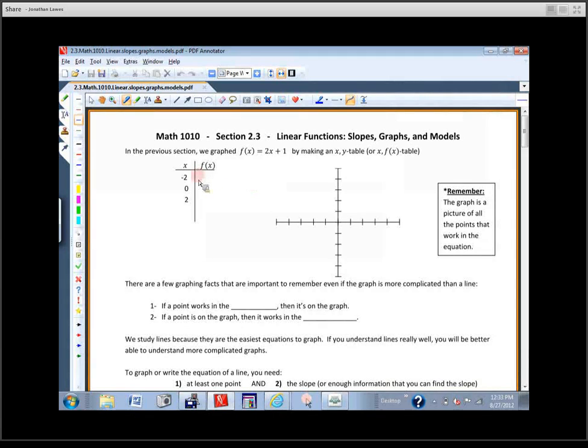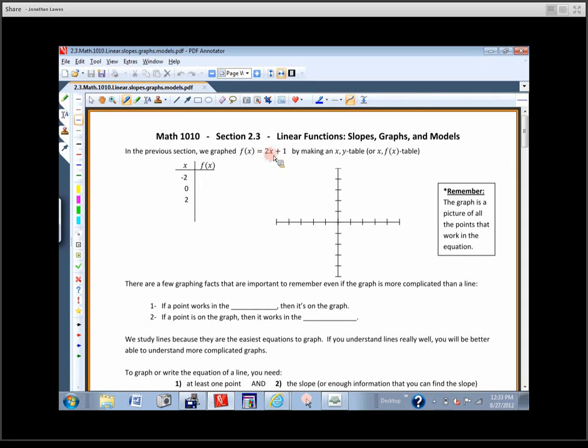What we did here is we made an XY table. Now if you know this is a linear equation, you can get away with just picking 2 points. We're not always going to graph using an XY plot or an XY table and things like that, but they are helpful to get started on some things. We'll graph linear equations using slope and intercept and stuff like that.